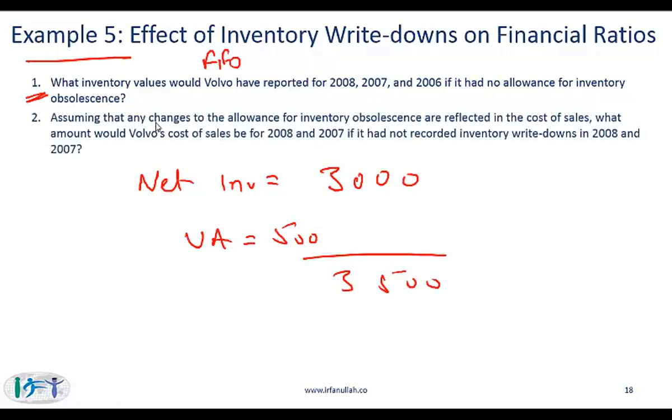Next question: assuming that any changes to the allowance for inventory obsolescence, so this is the valuation allowance, are reflected in the cost of sales, what would Volvo's cost of sales be for these years if it had not recorded inventory write-downs in these particular years?